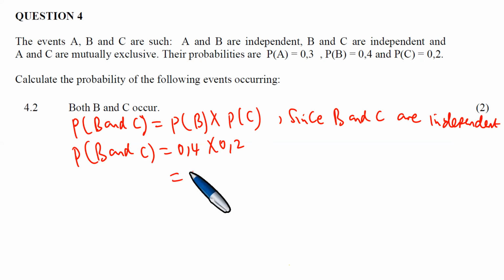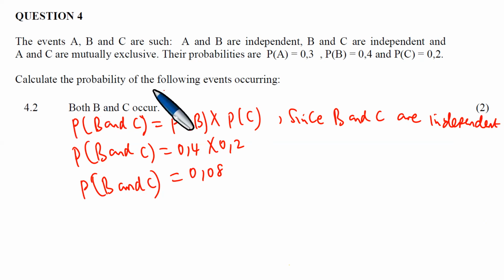Right, so you multiply this, which becomes 0,08. So the probability of B and C. Calculate the probability of the following: both B and C occurring. This is the answer: 0,08. Why do we use this formula, probability of B and C equals probability of B times that of C? Because we're told that B and C are independent events. Okay. Next question.